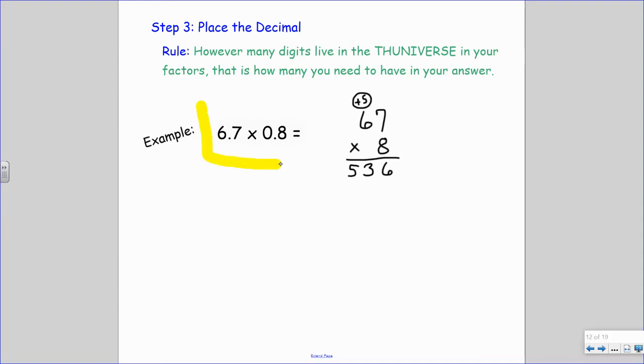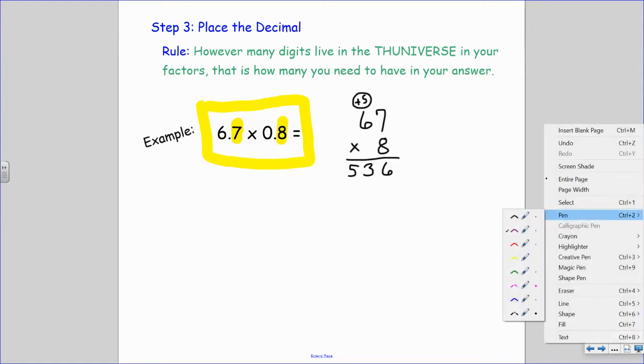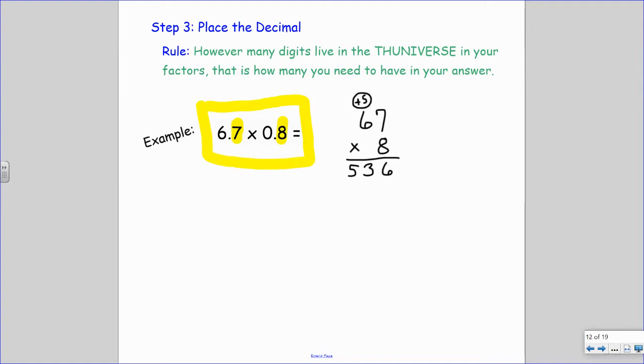What you're going to do is look at the original problem. All right. In this case, we have 6 and 7/10 and 8/10. And we're going to count how many digits live in the decimal universe, and I'm actually going to highlight them. The 6 does not, but the 7 does. It's in the 10th place. The 0 does not, but the 8 does. It's in the 10th place. So all together, you can see that I have 2 digits, here they are, that live in the decimal universe.